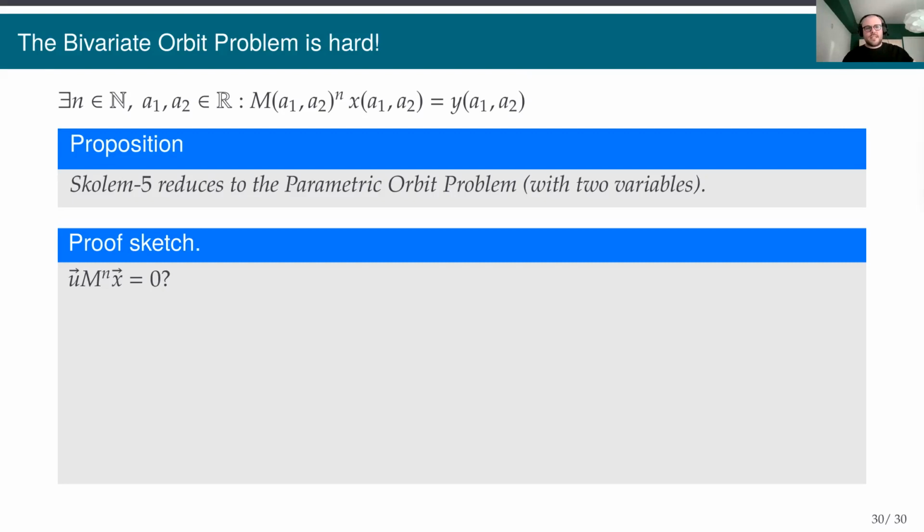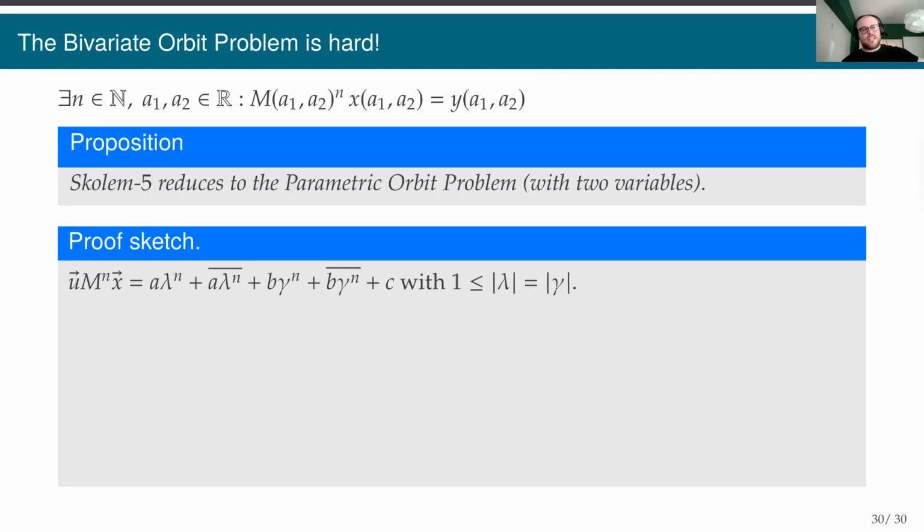So here's a proof sketch. You have essentially an instance of a Skolem problem. And what you do is you express it as an exponential polynomial. And we know a lot of the structure of this system. So here we can assume that lambda and gamma have the same modulus and have modulus at least 1. This is known to be hard to decide. So there's no algorithm to decide such instances of the Skolem problem.